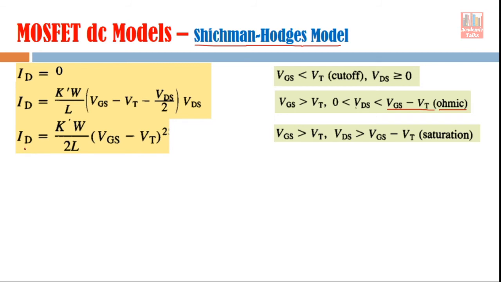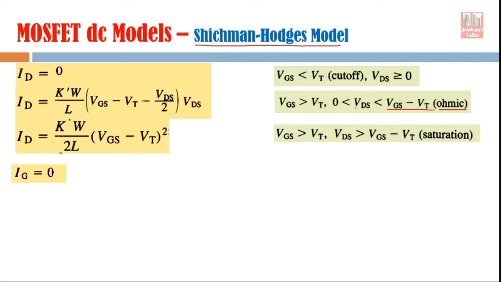Here you see, this ID doesn't depend on VDS. The VDS term is not there, because ID remains constant in the saturation region. It doesn't change with VDS. But in the linear region or the ohmic region, your ID depends on VDS also. So you have seen in the characteristic curve that in the linear region, ID increases.